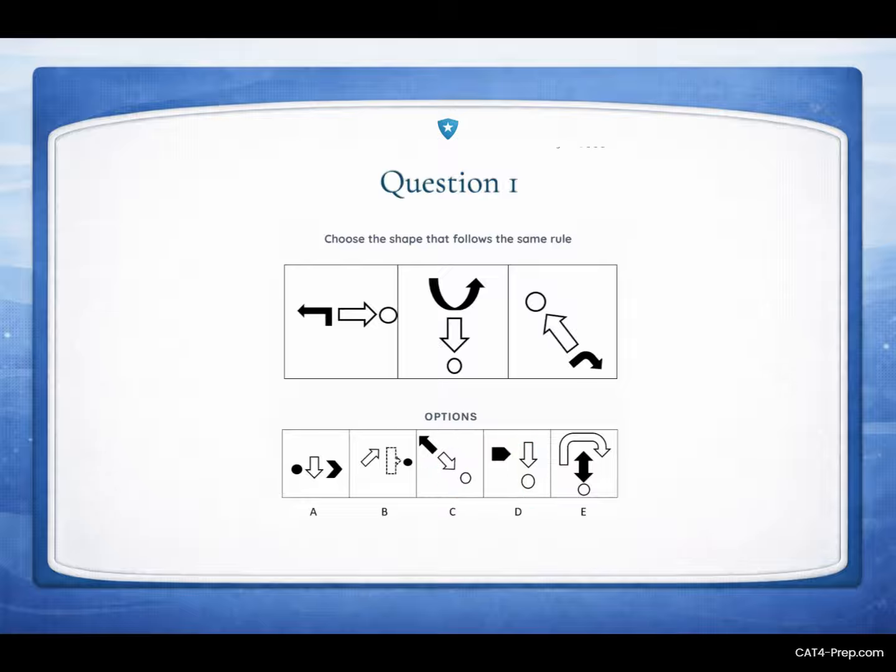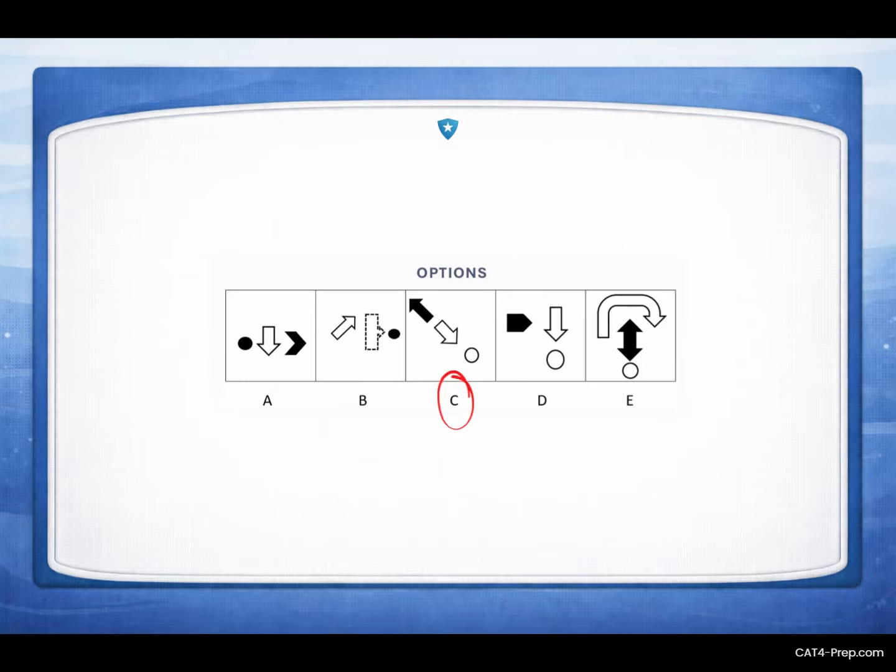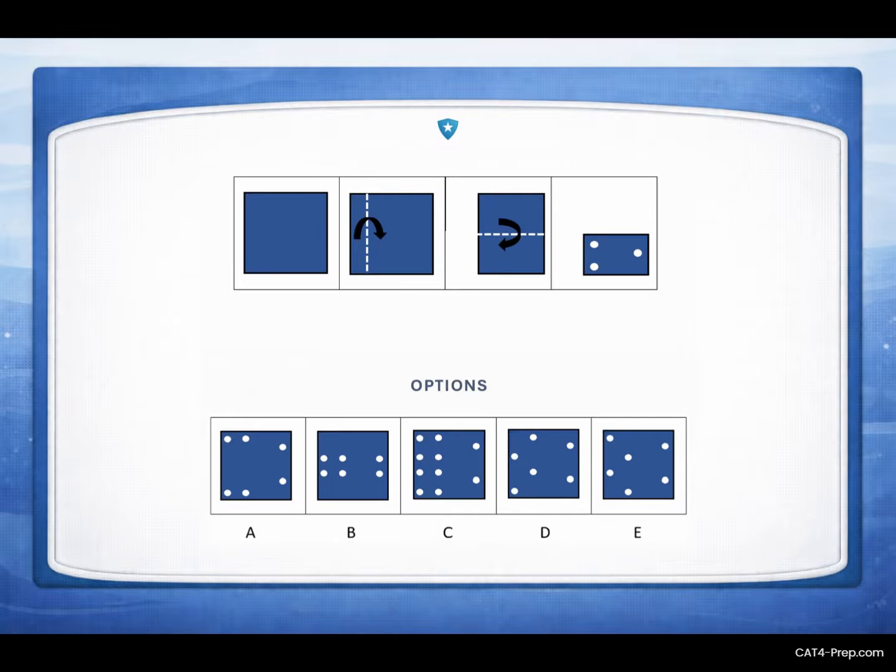Now look at the answer choices. Only option C follows both rules. So the correct answer is C.